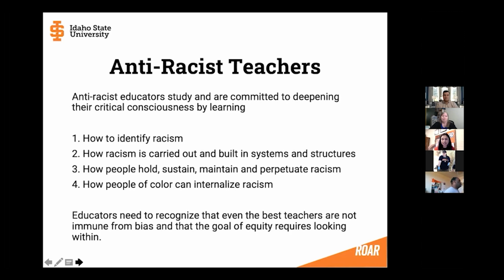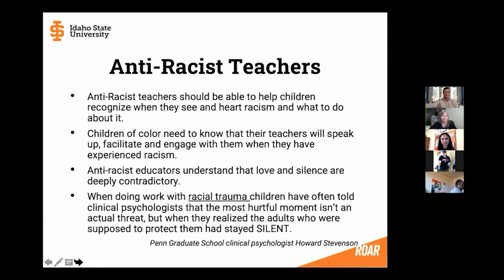And educators need to recognize that even the best teachers are not immune from bias, and that the goal of equity requires all of us to look within, instead of thinking, somebody give me a gold medal because I'm too great to hate, right? That we are above that. This education needs to be ongoing. Anti-racist teachers should be able to help children recognize when they see and hear racism, and they need to know what to do about it.